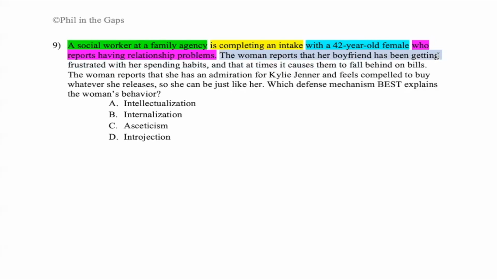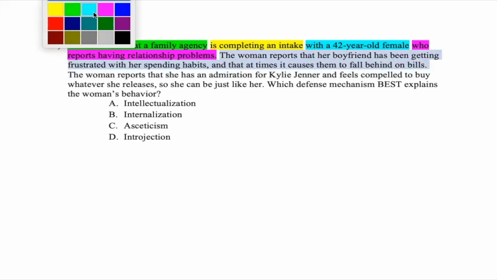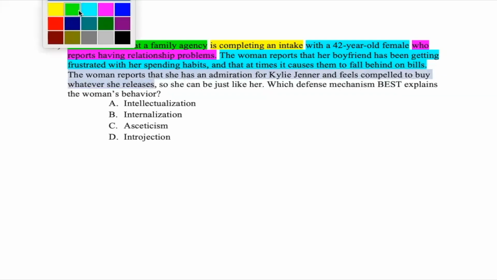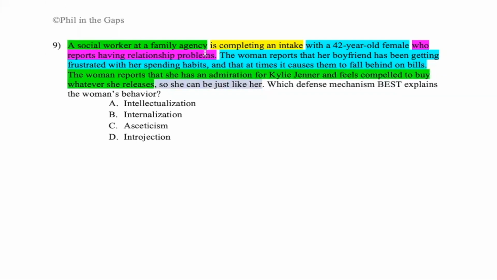She reports that her boyfriend has been getting frustrated with her spending habits, and at times it causes them to fall behind on bills. She reports that she has an admiration for Kylie Jenner and feels compelled to buy whatever she releases with the purpose of being just like her. Which defense mechanism best explains the woman's behavior? So let's break down each defense mechanism and compare back to the question to see what we're looking at in particular.